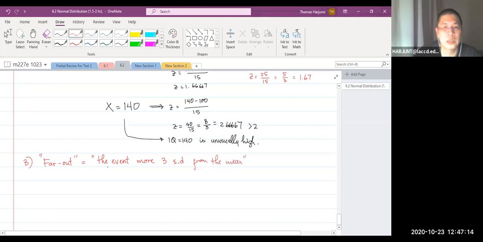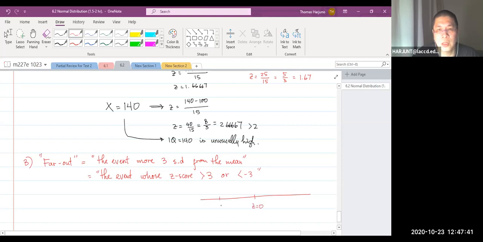Or another way to translate that is the event whose C-score, whose Z-score, is more than 3 or less than -3. So let's say this is the C-score equals 0, with -3 and +3. Then we say it is far out if it is greater than 3 or less than -3. That's what we mean by far out.